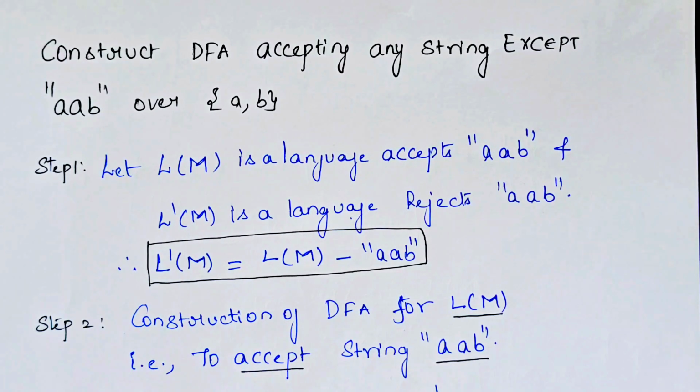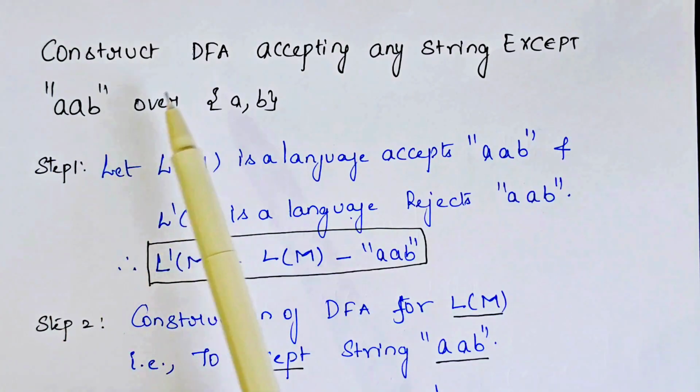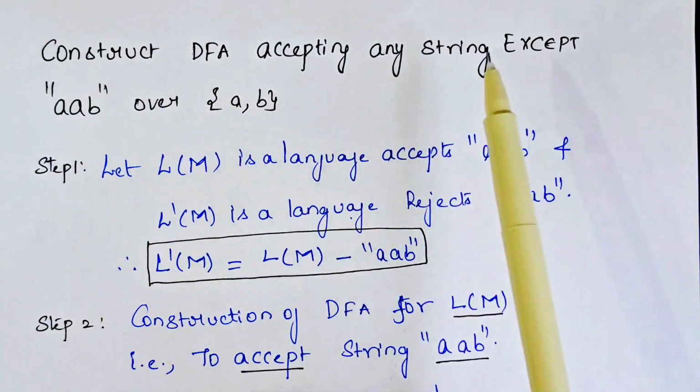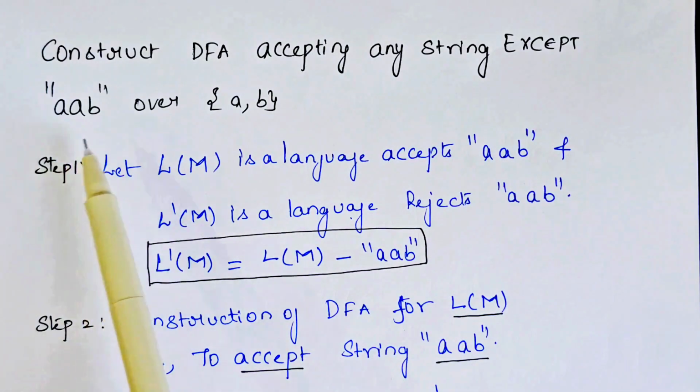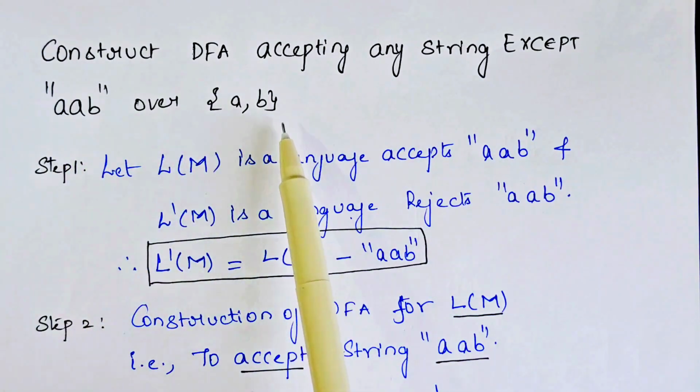In today's video, we shall learn a few more examples of construction of DFA. First example is construct the DFA accepting any string except AAB defined over the input A, B.